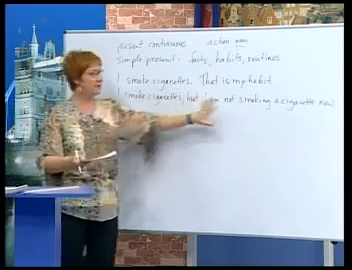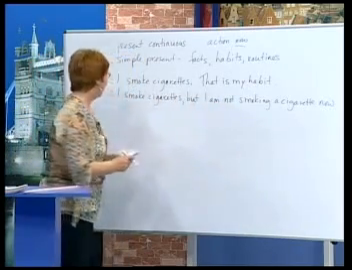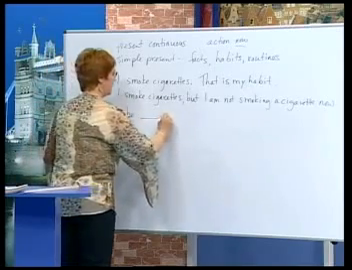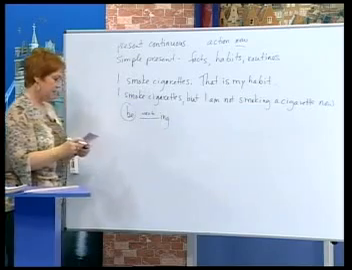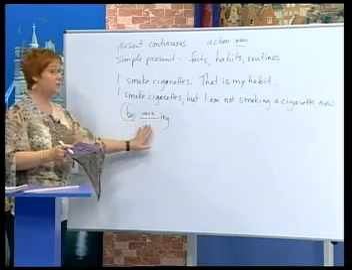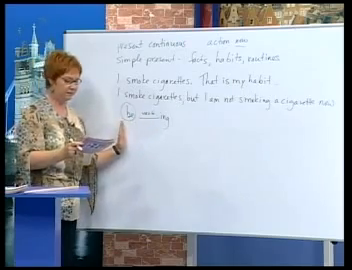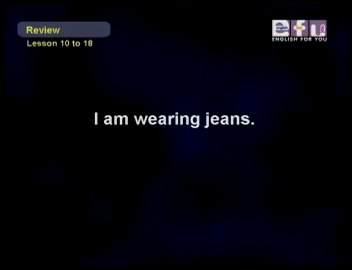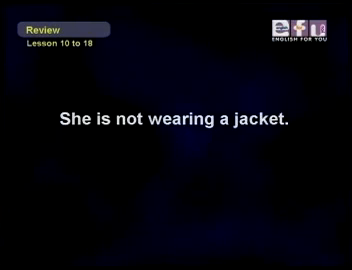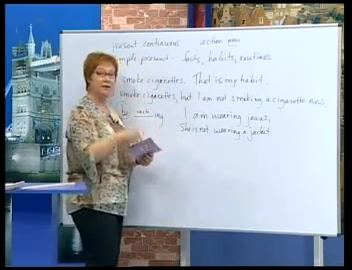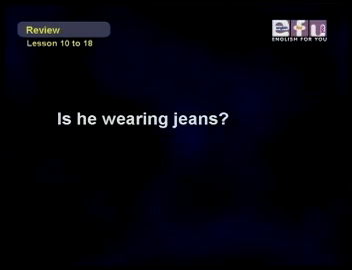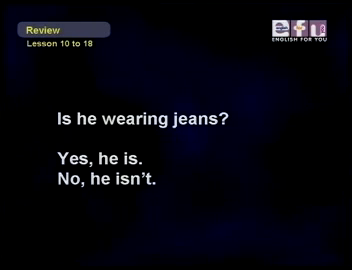So this is the simple present, this is the present continuous. Okay? And remember, the formula is be, ing. So am, is, are, and the verb with ing on the end. Okay, now this one changes, this one doesn't change. So this is the one that does the work. And so, for example, I am wearing jeans. She is not wearing a jacket now. Here's the question. Is he wearing jeans? Yes, he is. Or no, he isn't.